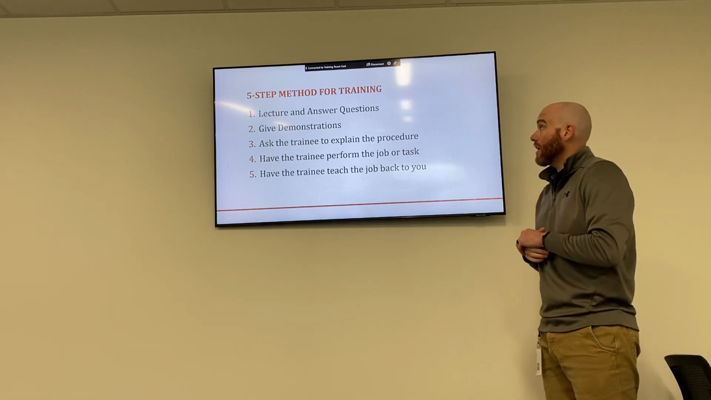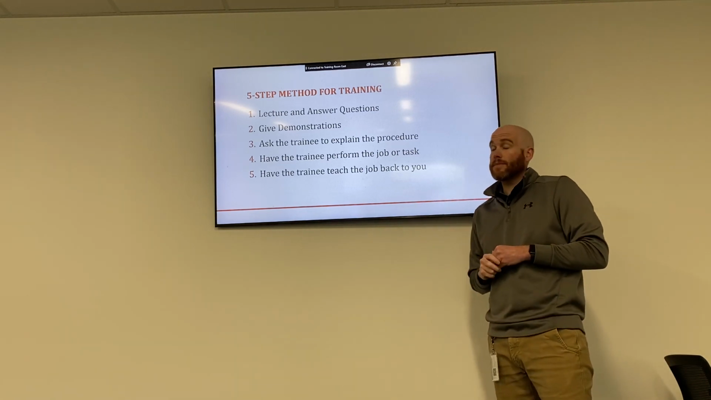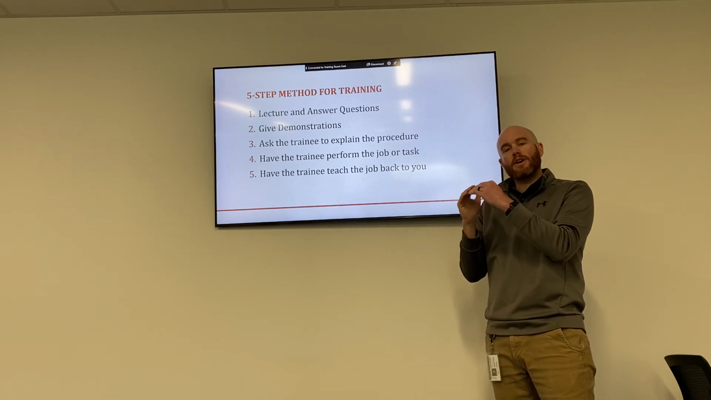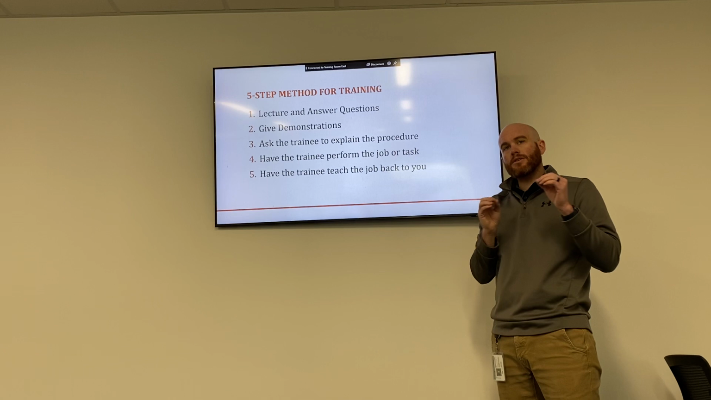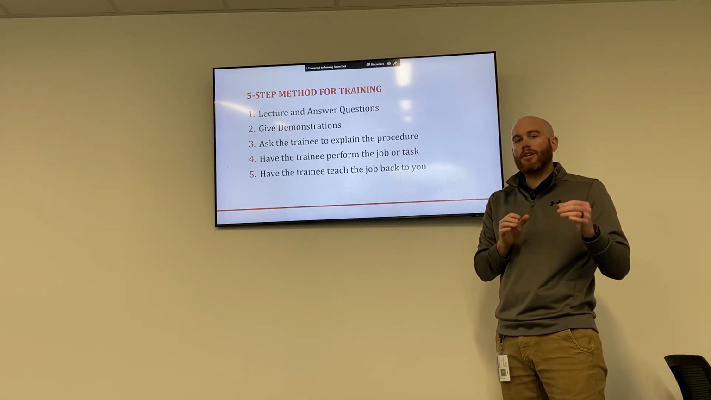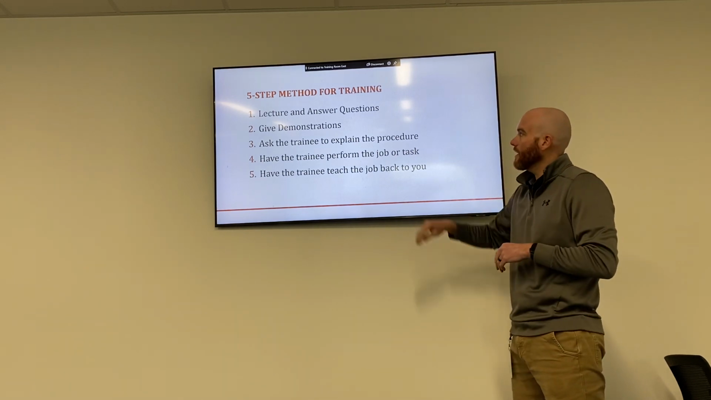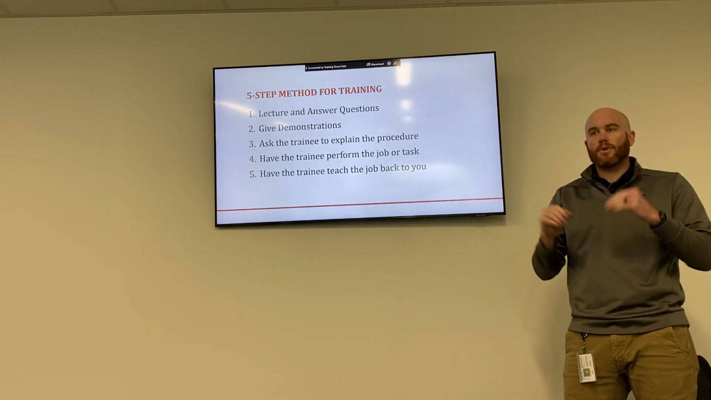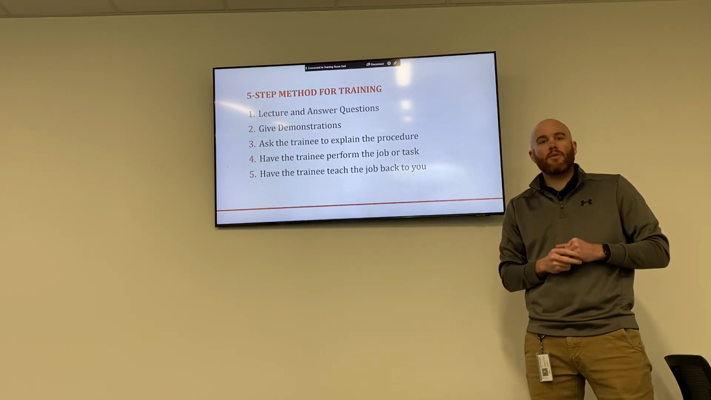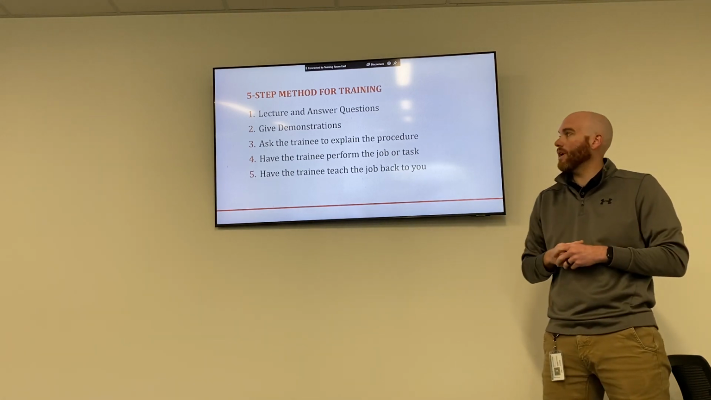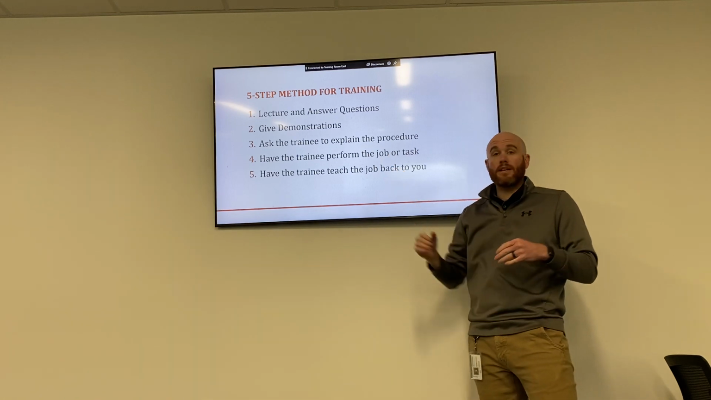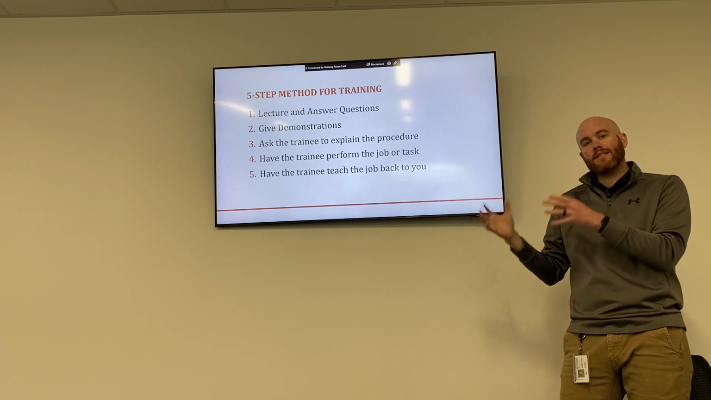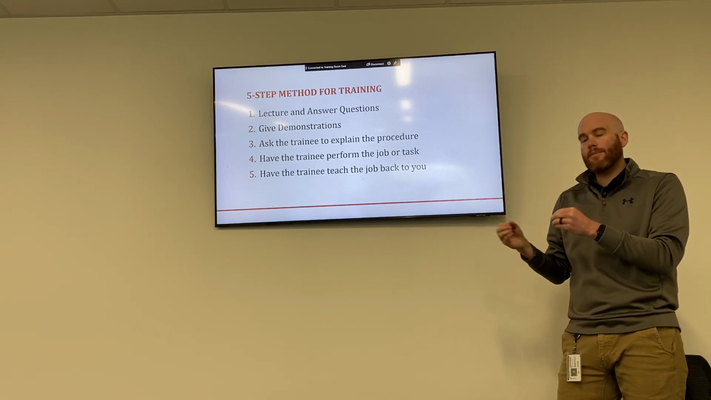First, we're going to focus on the 5-step method for training. This makes sure that not only does the trainer have a process to follow, but it also ensures that the trainee is learning what they need to be able to apply it. Step number one is to lecture and answer questions. We're going to lecture the person that's training on what the steps are and then ask if there are any questions. The second one is we're going to give demonstrations. We're going to actually act out or perform the task so that they can see that process.